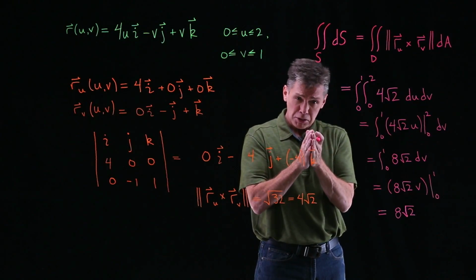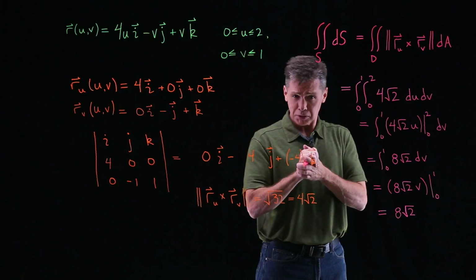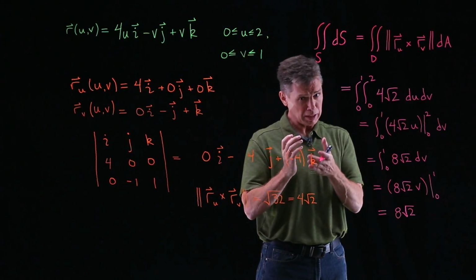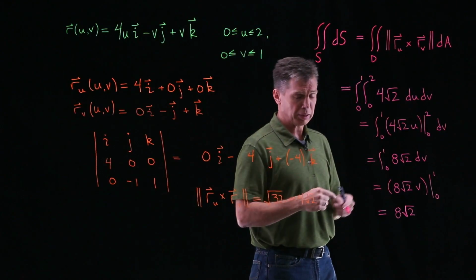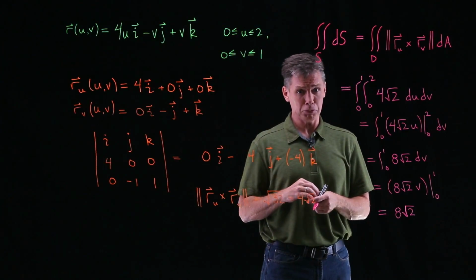They did mention in the directions they wanted us to use a computer algebra system to verify the results. So if you get a computer algebra system, whichever one you're comfortable with, and put this in, you definitely should be getting that same answer of 8 square root of 2.